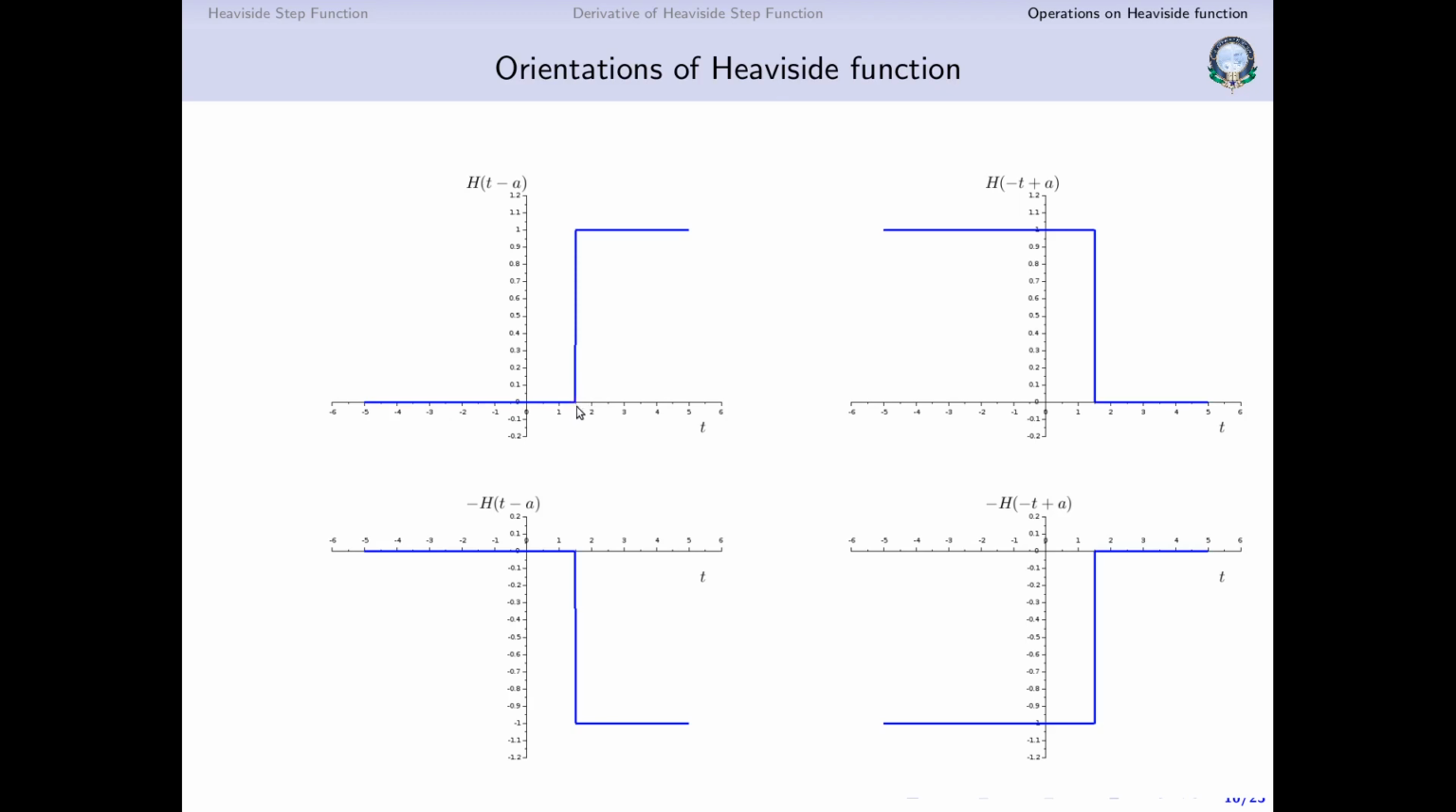So this will give us these 4 orientations, and you can notice that in all the 4 orientations the step always takes place at a. This a is 1.5. So here at 1.5 there is a transition from 0 to 1. Here at 1.5 again there is a transition from 1 to 0. Here at 1.5 there is a transition from 0 to -1. Again here at 1.5 there is a transition from -1 to 0. So these are different orientations.